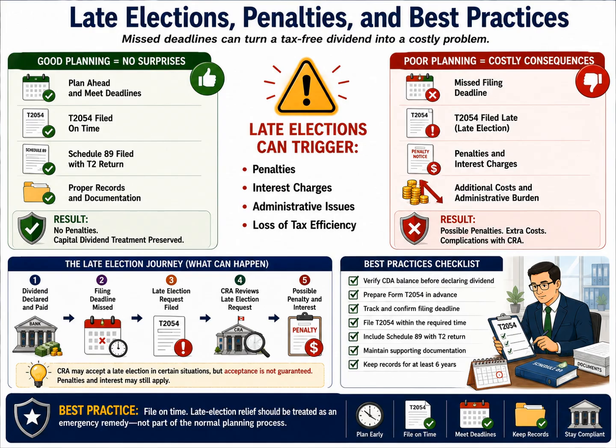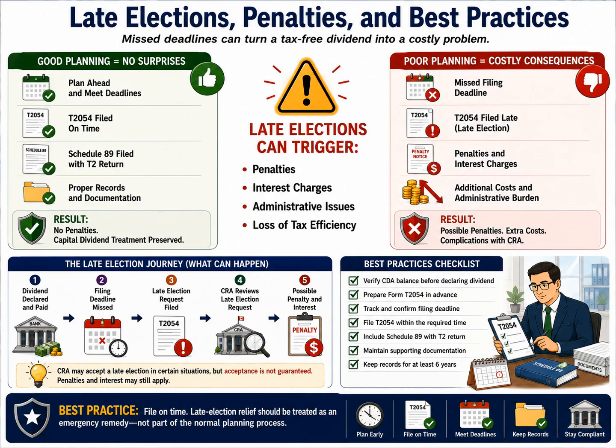Late elections can trigger several consequences. These may include penalties, interest charges, administrative issues with CRA, and, in some cases, a reduction in the overall tax efficiency of the transaction. The exact outcome will depend on the circumstances, but the common theme is clear. Late filing creates risk. The timeline at the bottom illustrates how these situations often develop.